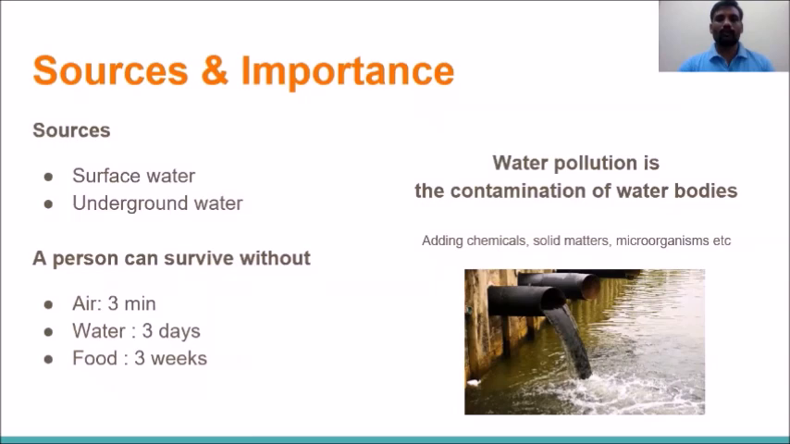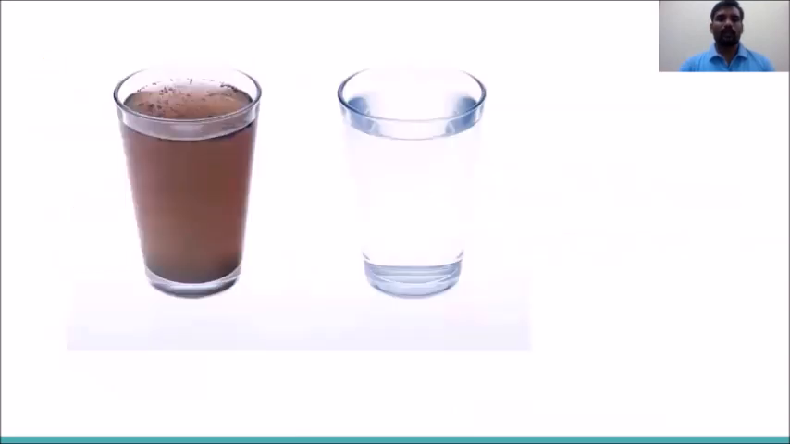So how does water get polluted? Water pollution is the contamination of water bodies by adding chemicals or solid matters or microorganisms, etc. Here you can see two images. One is turbid water and another one is clean water. If you see this water, there are some physical impurities present, that is some dispersed particles or colloidal particles or suspended impurities that lead to the contamination.